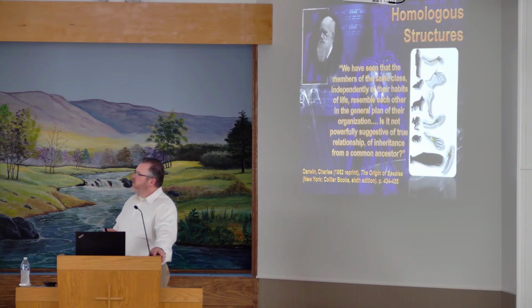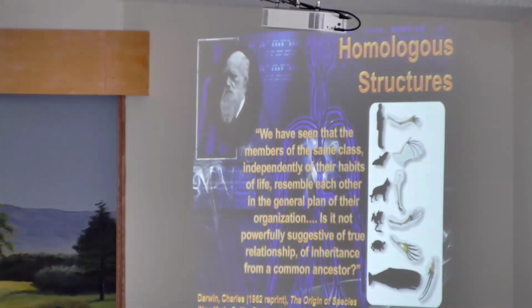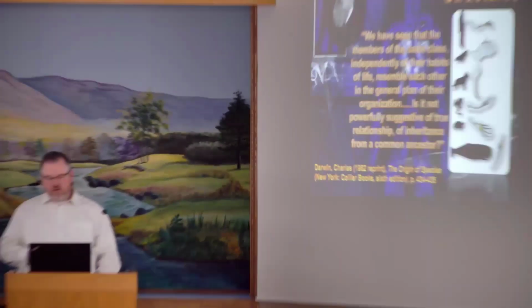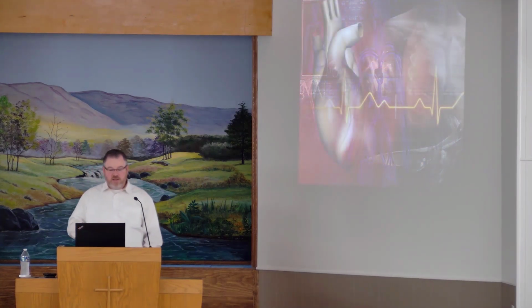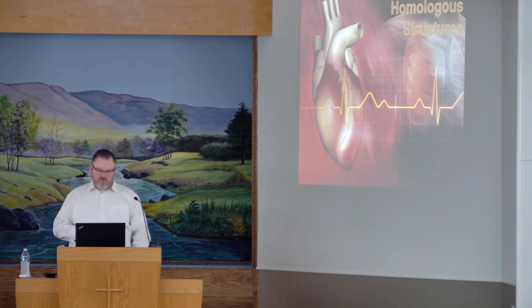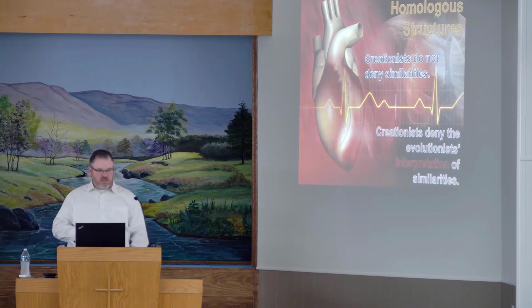He said, "We have seen that the members of the same class, independently of their habits of life, resemble each other in the general plan of their organization. Is it not powerfully suggestive of true relationship, of inheritance from a common ancestor?" So is this true? After all, aren't our similarities to our siblings and parents proof of our relation to them? Well, first of all, it's important to realize creationists don't deny that similarities do exist in many cases in different structures. We don't deny the evidence.